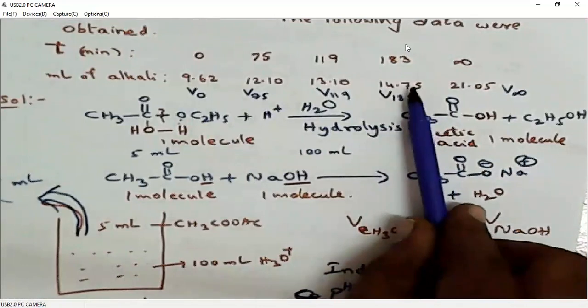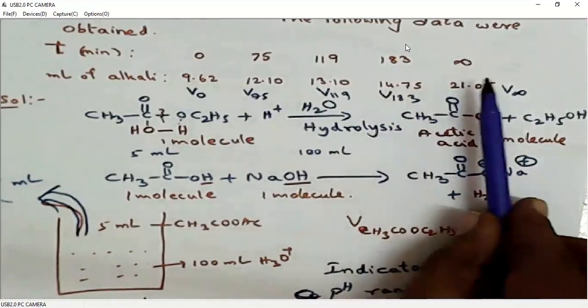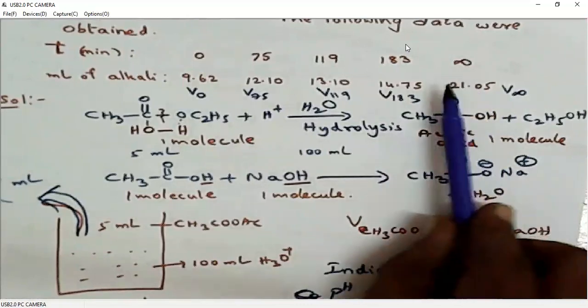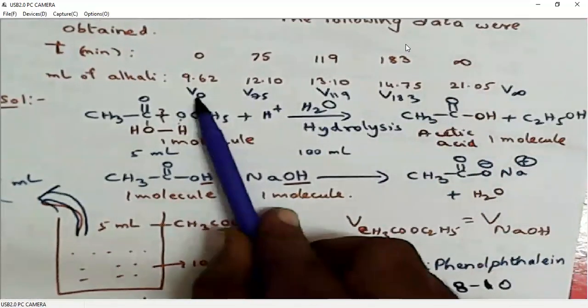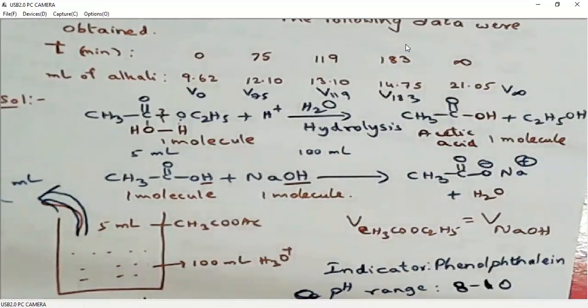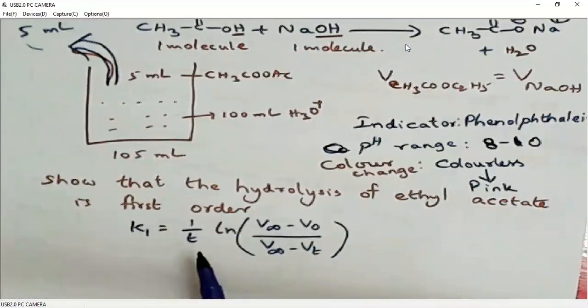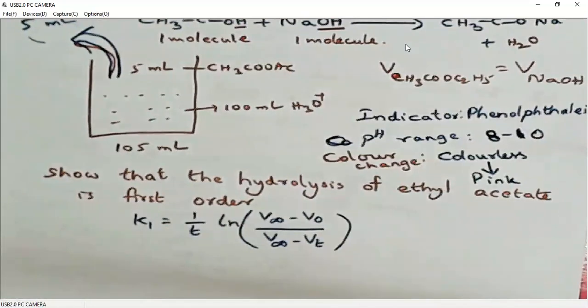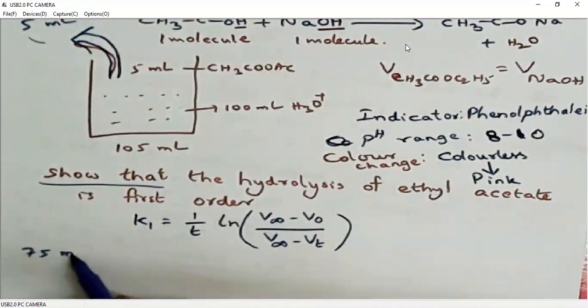And after getting some data points, finally we will heat the reaction so that the reaction will complete. So initial volume is V naught, final volume is V infinity. Now we will use this data to substitute here and we will find out the K1 value. In order to show that it is a first order reaction, the K1 value must be constant for all these data points. For example, we will calculate the K1 value at 75 minutes.